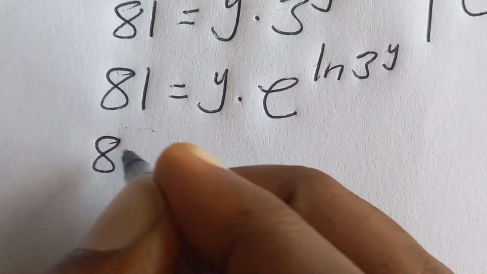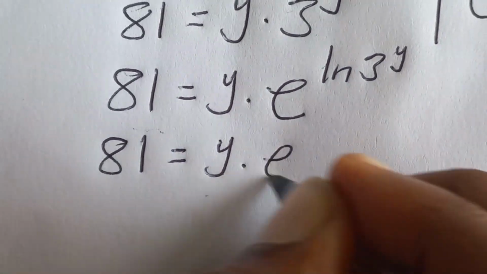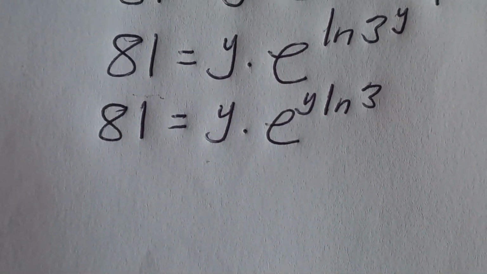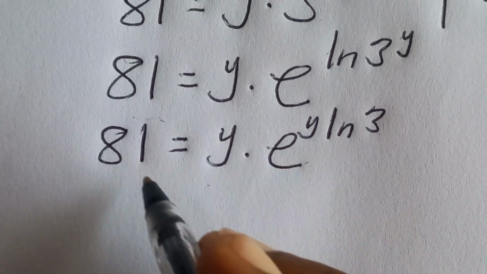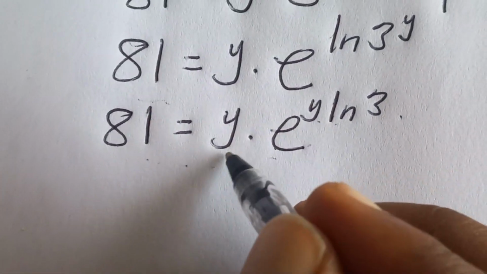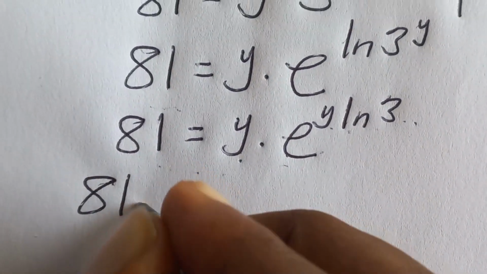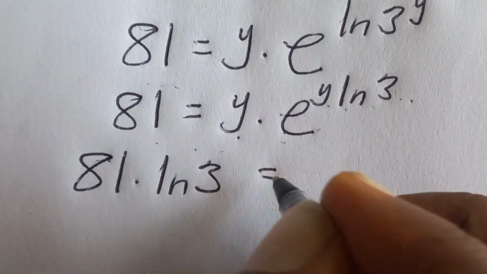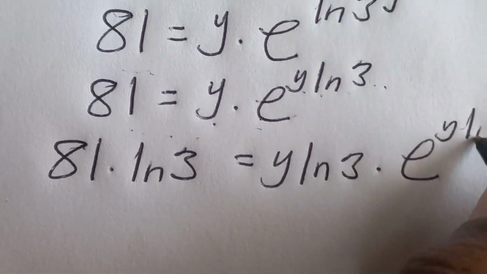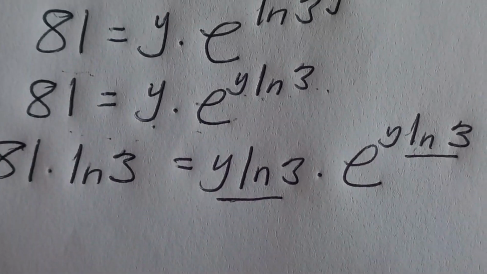So our 81 is equal to, now this you can rewrite as y multiplying by e exponent y ln 3, like this. So from here, let's multiply both sides of the equation by ln 3. So we're going to get 81 multiplied by ln 3, which is equal to y ln 3 multiplied by e exponent y ln 3. Now, looking at this, you can see that they are the same expression.